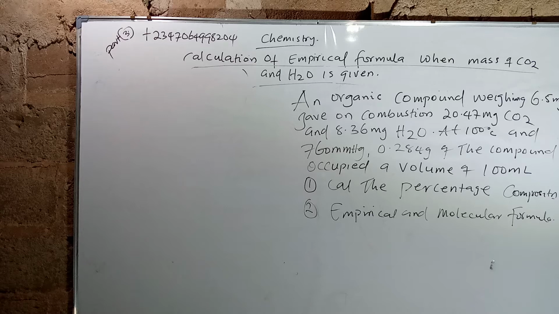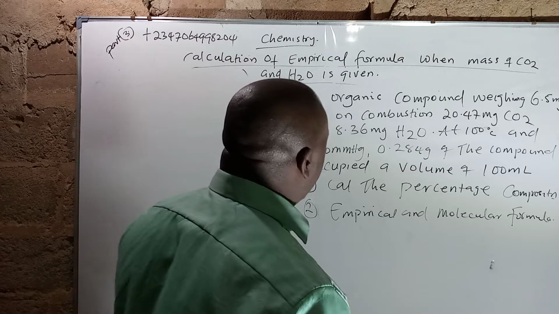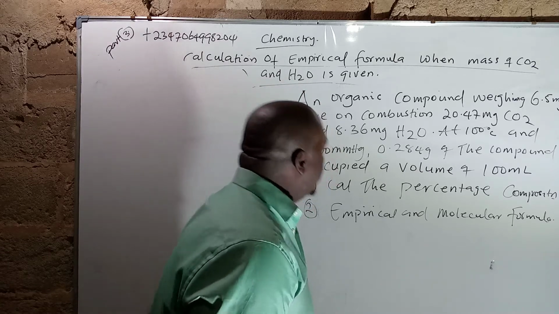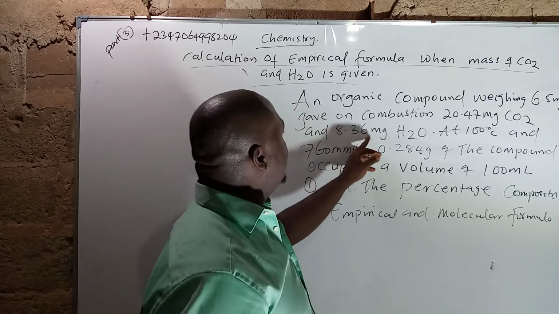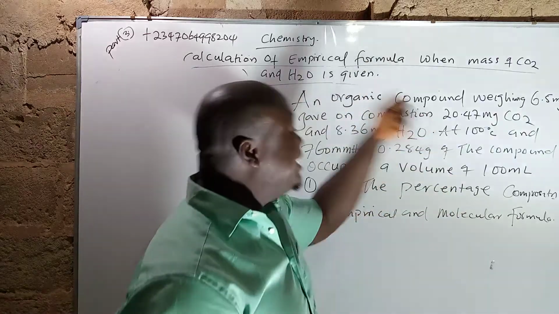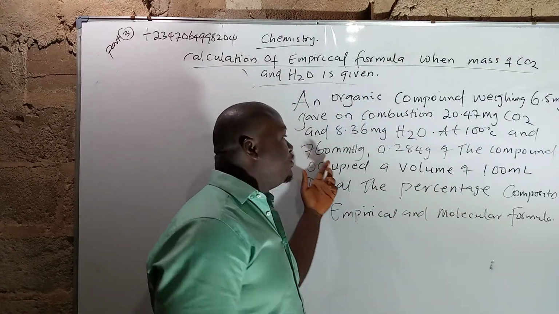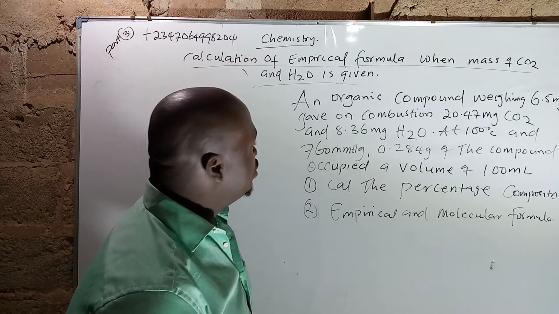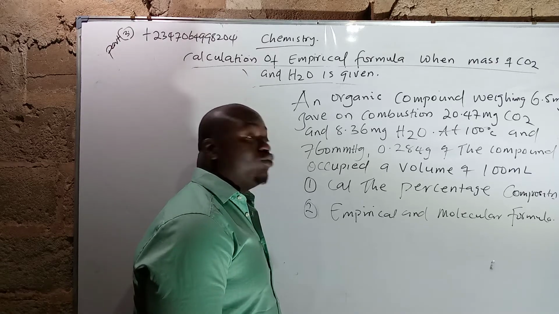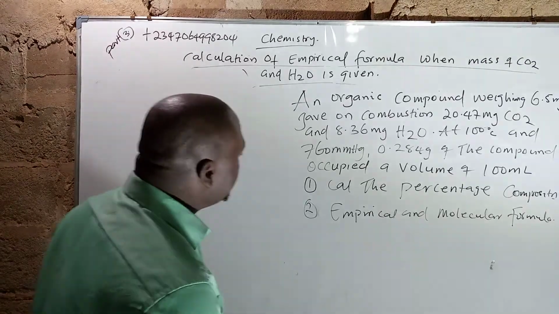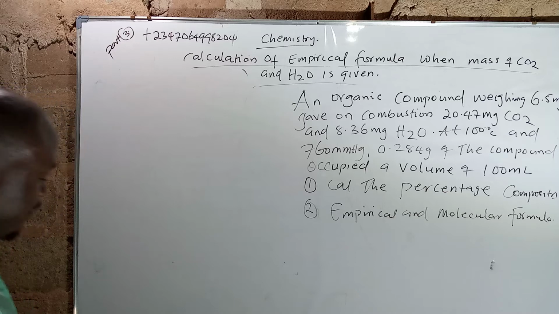Let's go. An organic compound weighing 6.5 mg gave on combustion 20.47 mg CO2 and 8.36 mg of water. At 100 degrees centigrade and 760 millimeters of mercury, 0.284 grams of the compound occupied a volume of 100 milliliters. Calculate the percentage composition and the empirical and molecular formula.